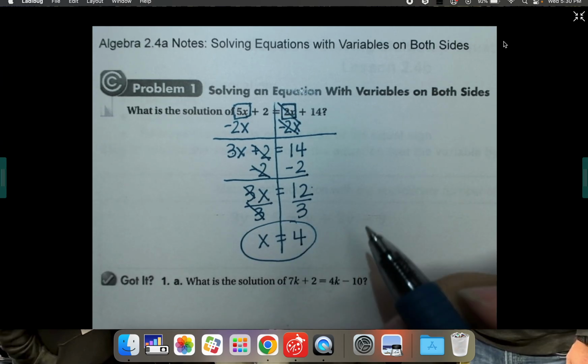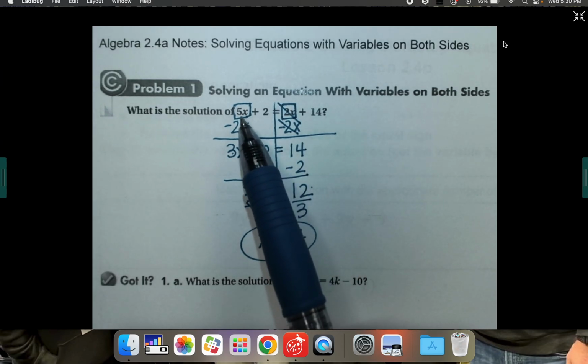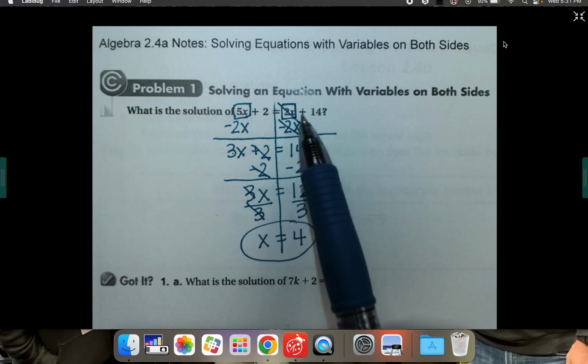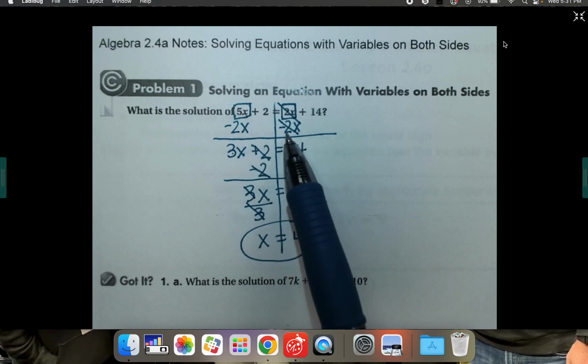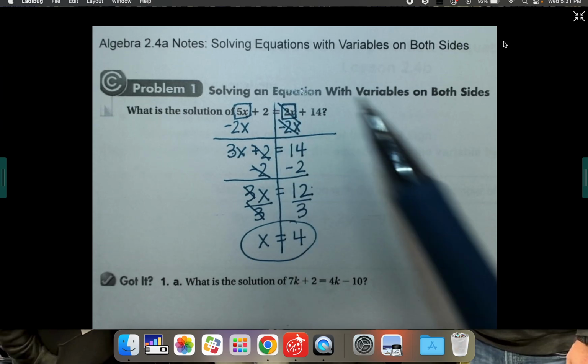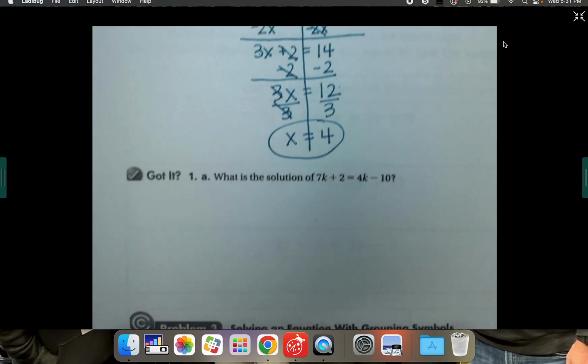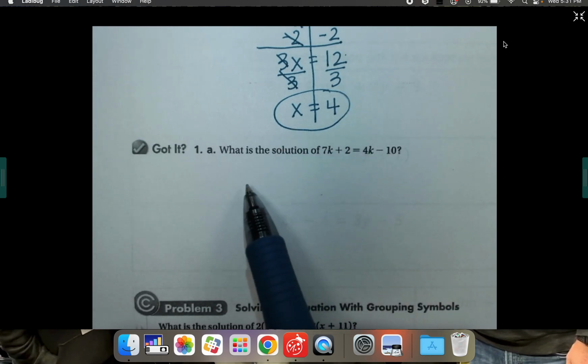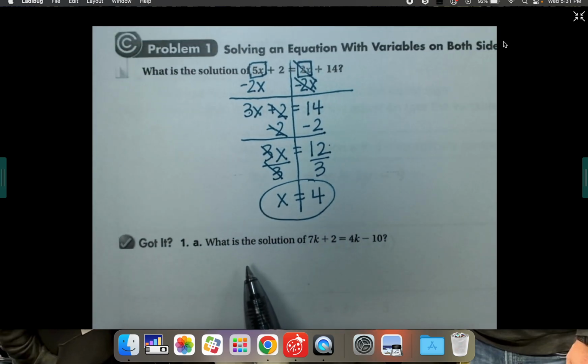Okay, so again, when you see a variable on the left and on the right, take a moment to move it by subtracting if it's positive, or adding it to both sides if it happened to have been negative. Let's try the got it. If you're ready to try the got it, pause the video and go ahead and try this one on your own.